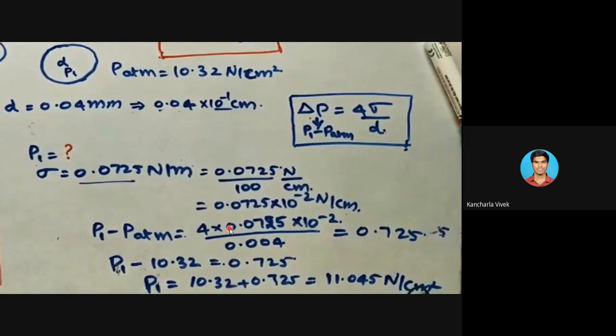So we get this value first by solving, and then we know the value of P atmosphere given in the question. So P1 we have to find out. So P1 minus P atmosphere is 10.32. The units are the same. So it equals the value of this 4 sigma by T. So P1, taking this on the other side, adding, we get the required answer in Newton per centimeter square.